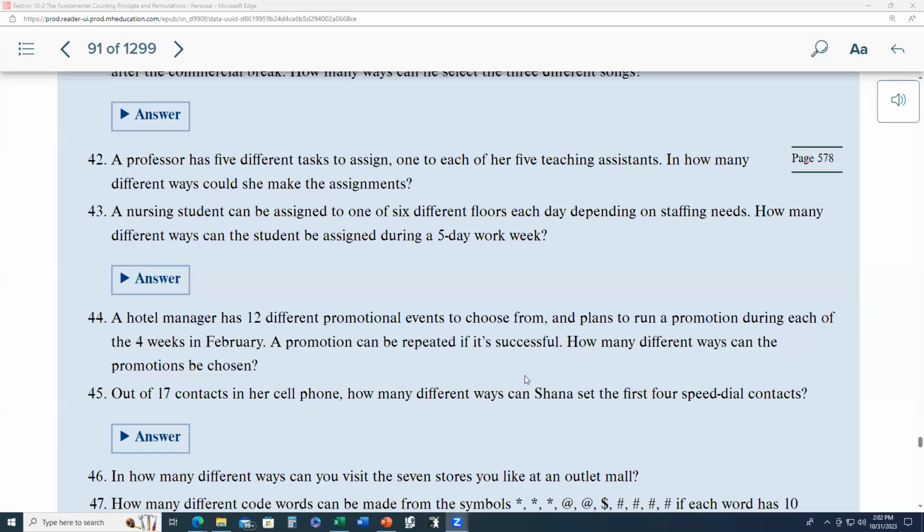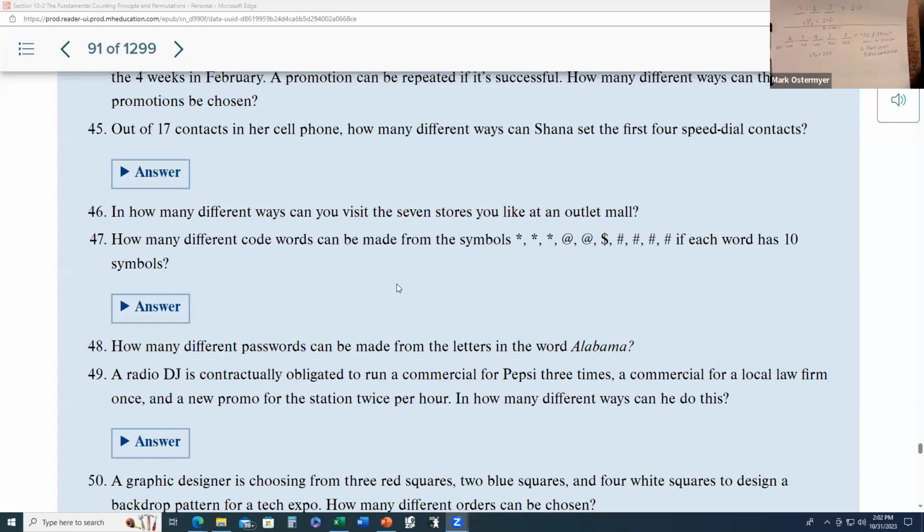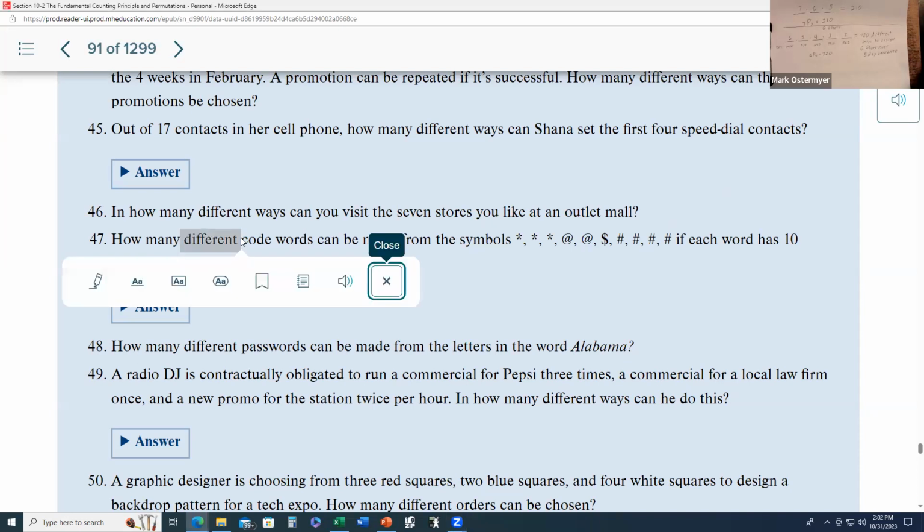Yes. Good. Number 47, here's an interesting question. How many different code words can be made from the symbols? We have 3 asterisks, 2 ampersands, 1 dollar sign, and 4 pound symbols. If each word has 10 symbols in it, ladies and gentlemen, now they have to be different. They have to be unique. They cannot be repeated codes.